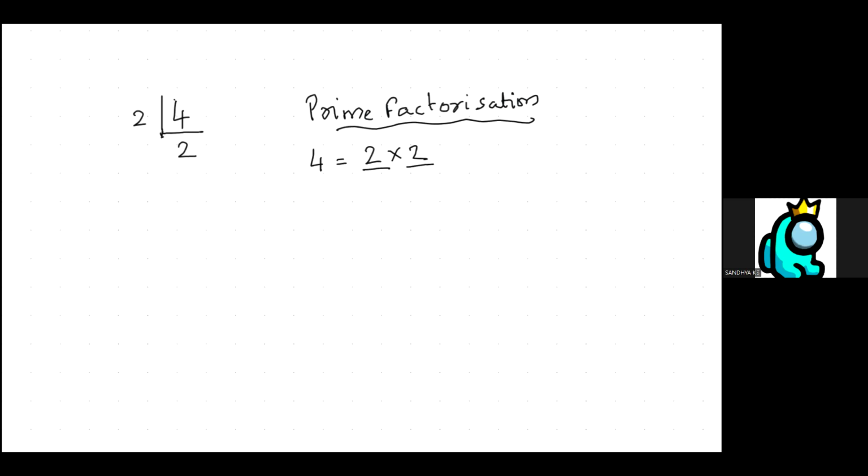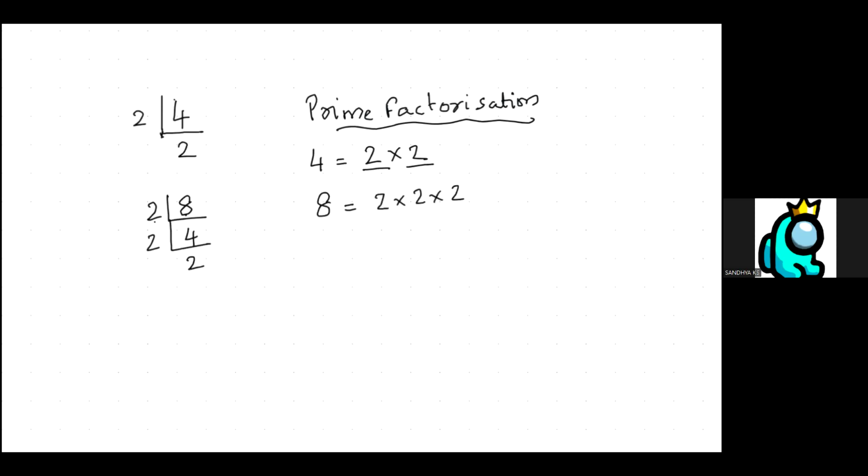If my number is 8, to understand the difference, I am taking 8. Since it is an even number, I can divide by 2. So 4 twos are 8. Then again divide by 2. 2 twos are 4. So when we factorize 8, we get 2 into 2 into 2.